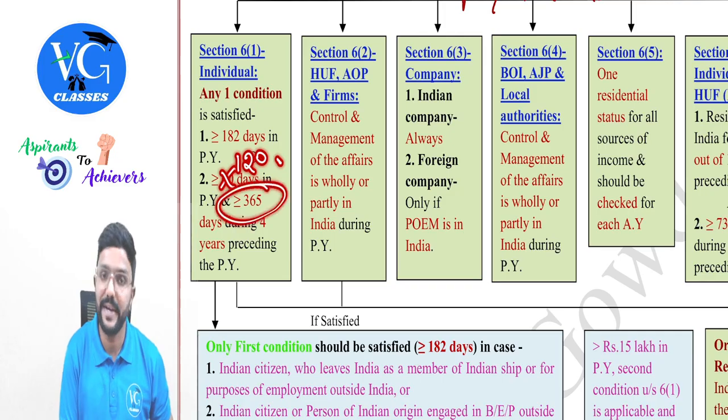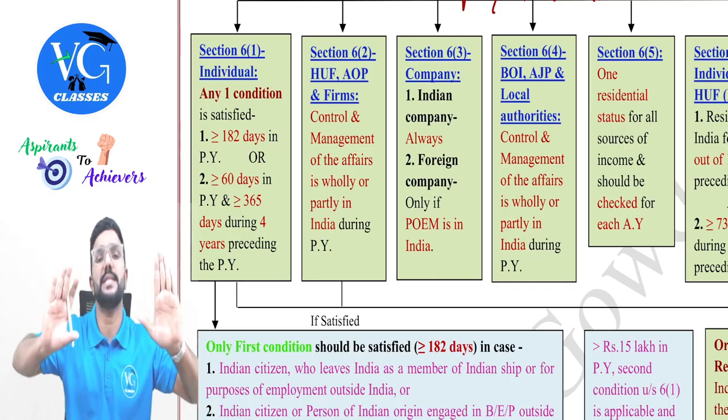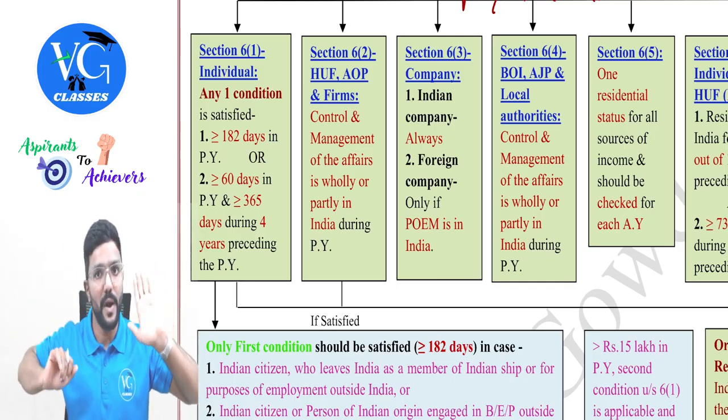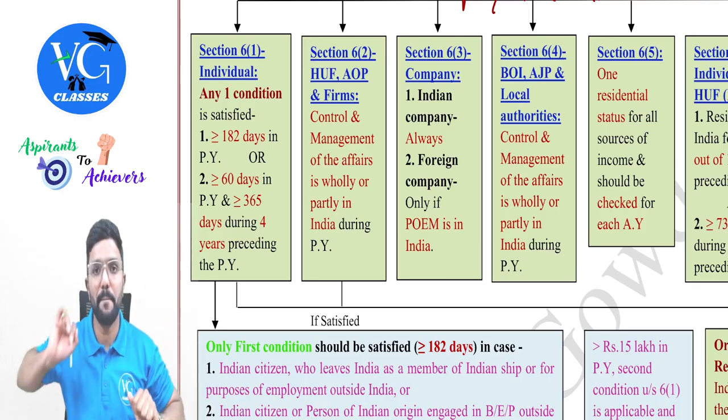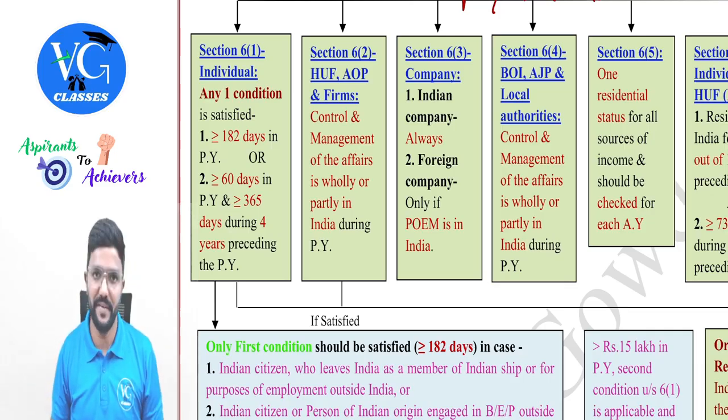Yes. And 365 days will continue. It is not only 120. 120 along with 365. Both has to be satisfied. 120 days or more during previous year plus 365 days or more during 4 years preceding the previous year, guys. Hope you got it. Clear?